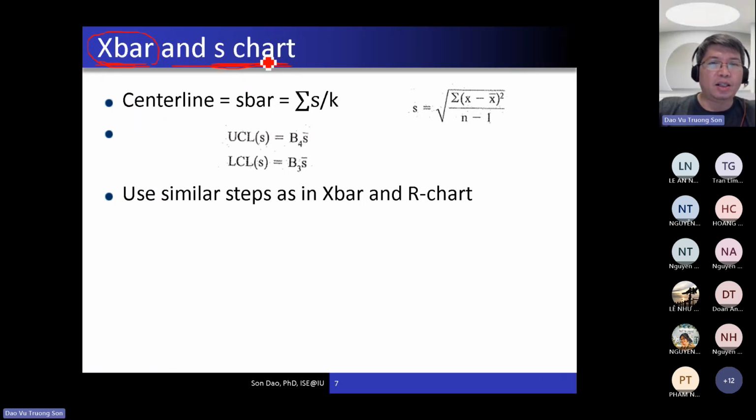So the S chart, remember S stands for standard deviation. And for standard deviation, the formula is over here. The standard deviation is basically the sum of x minus x bar squared in that line. For example, if you have 6 values, x1 to x6, and you have x bar here.